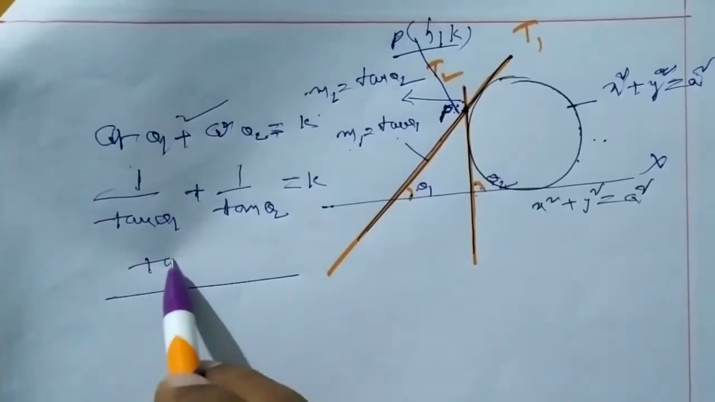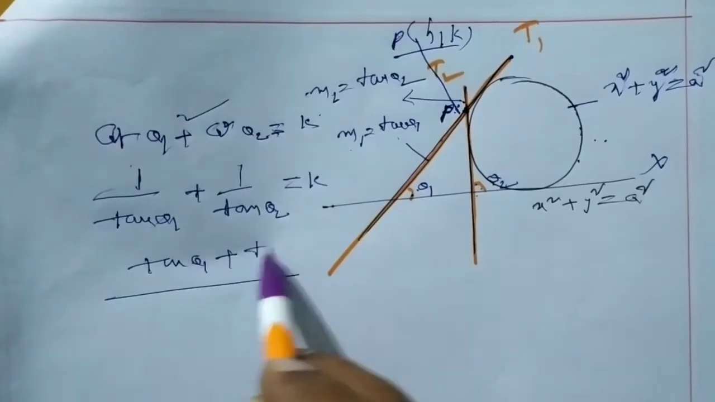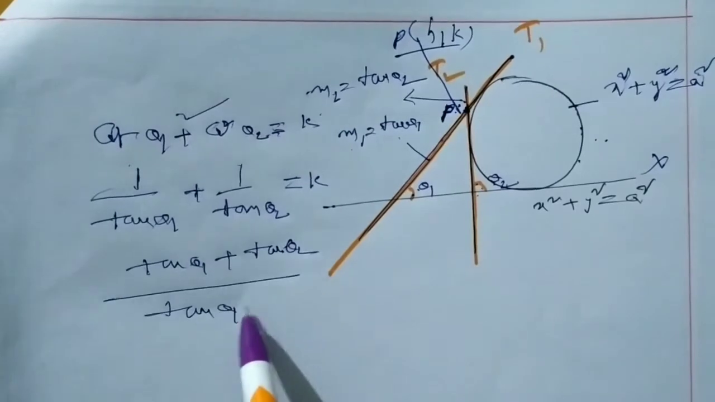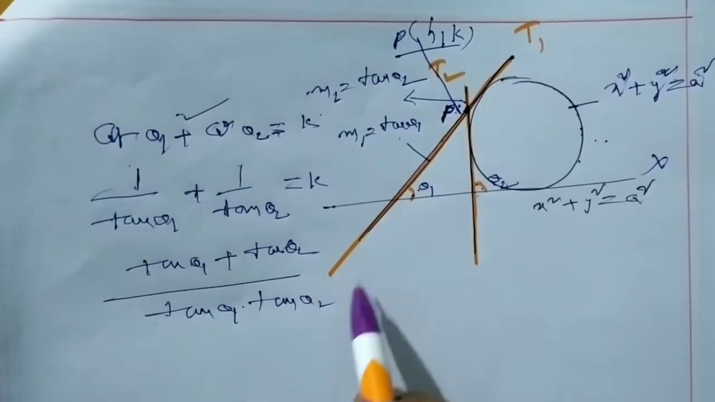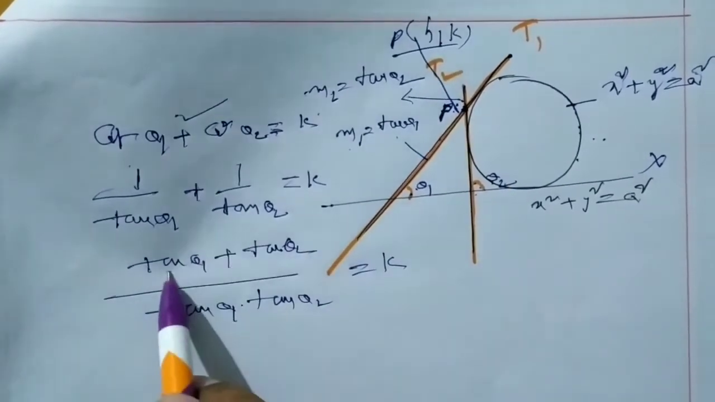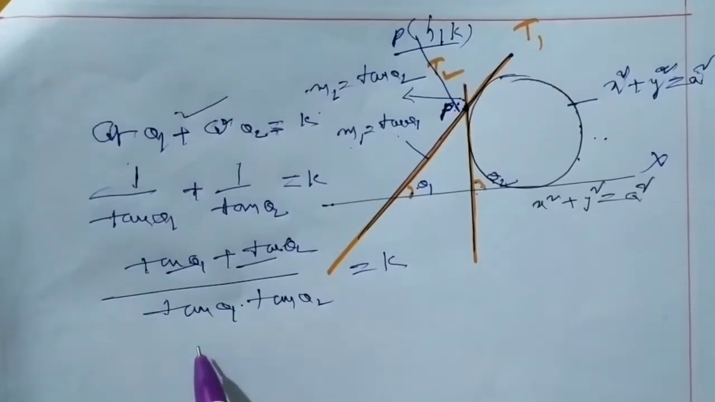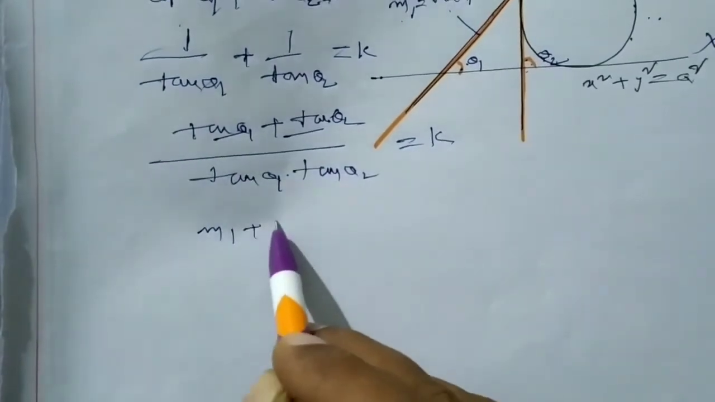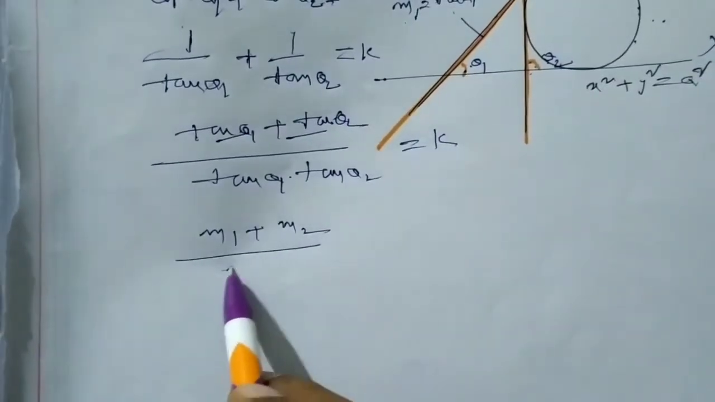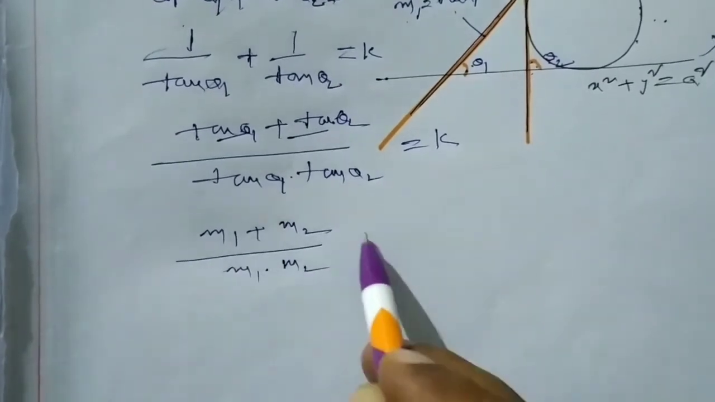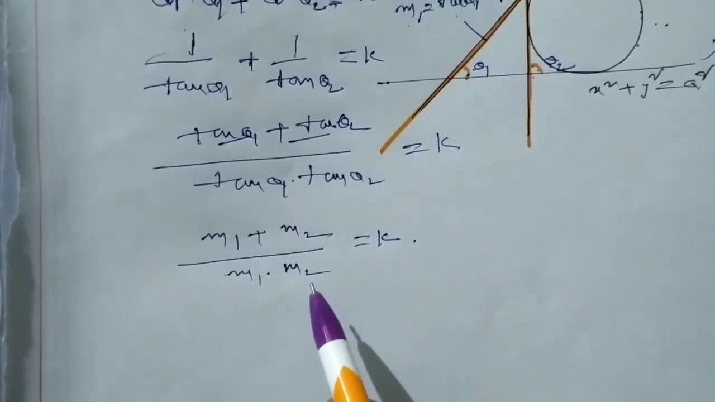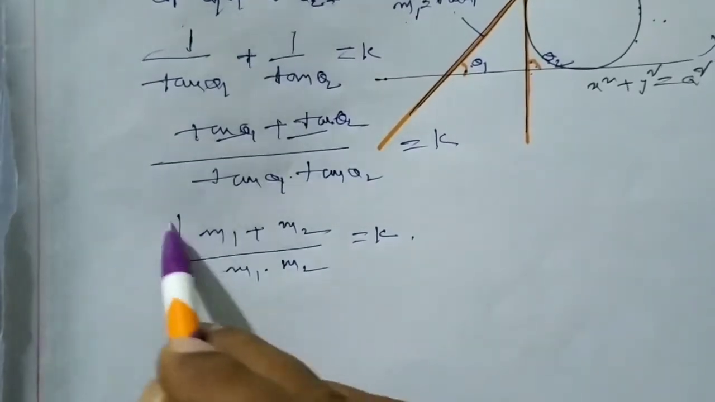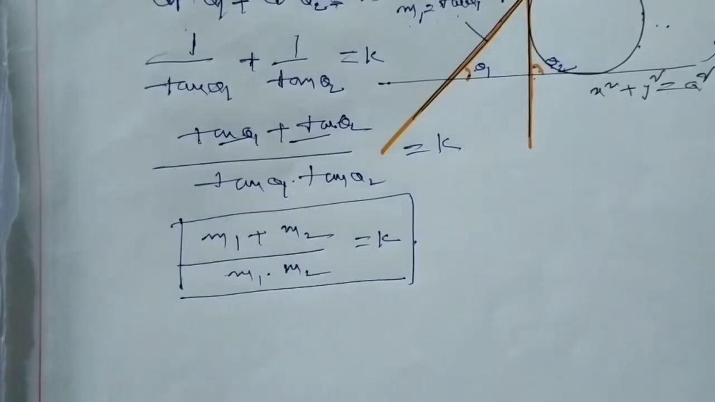Simplifying, you will get tan theta 1 plus tan theta 2 by tan theta 1 into tan theta 2 is equal to K. As we know, these are the slopes m1 and m2. So m1 plus m2 by m1 m2 is equal to K. This is the relation between the slopes of tangents. So using this condition, we need to find the locus of P.